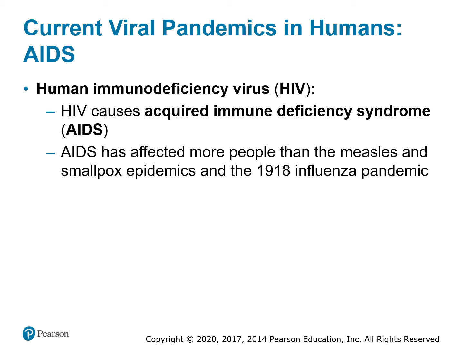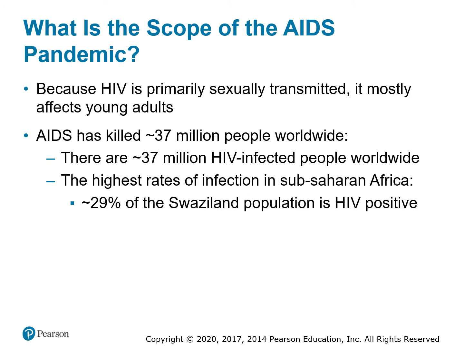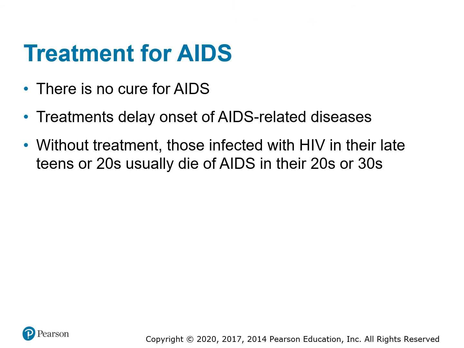HIV, or the human immunodeficiency virus, causes AIDS, or acquired immune deficiency syndrome, and it's affected more people than measles, smallpox, and influenza worldwide. It has already killed 37 million people worldwide, and there's an estimated 37 million people currently infected. One of the most hard hit places was the sub-Saharan African region, with 29% of the Swaziland population being HIV positive. It is a sexually transmitted virus, so it disproportionately affects young adults. There's no cure. There are treatments, however, they delay the onset of AIDS.